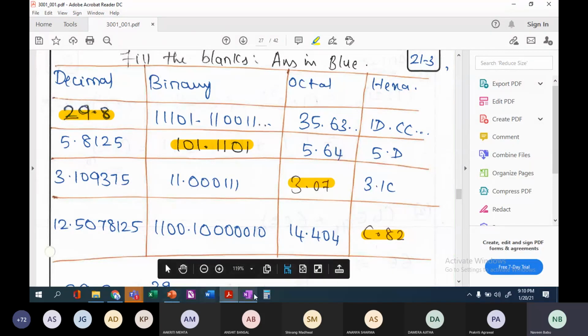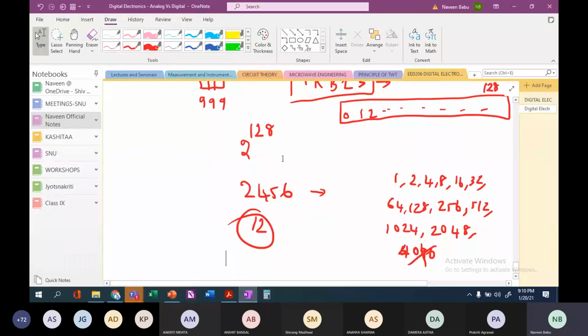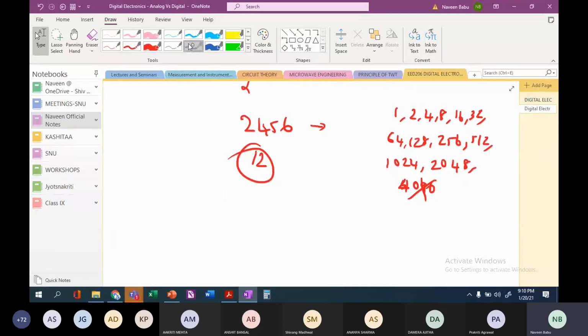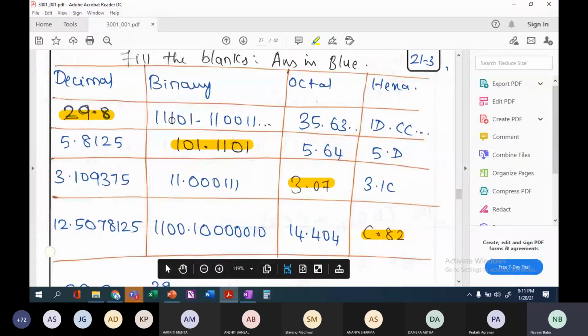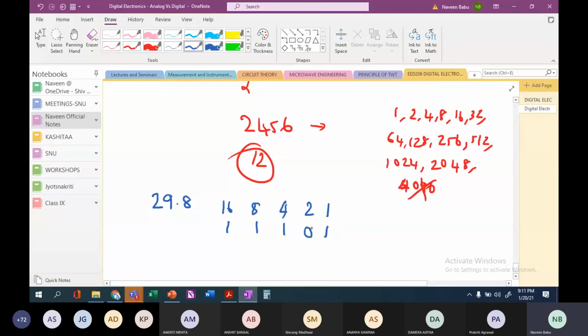So maybe I will do one example. Say it is 29.8. So 29 you can do with the positional weights, right? So it is 1, 2, 4, 8, 16. 32 will not be there because it's 29 only. So I will give 1 here, 16, 16 plus 8 is 24. So remaining, 29 minus 24 is 5. So I can use this 4 and 1, right? So this will be 0, 1, 1, 1, 0. Let's verify it. We have got 1, 1, 1, 0, 1, right? So we got the integer part.